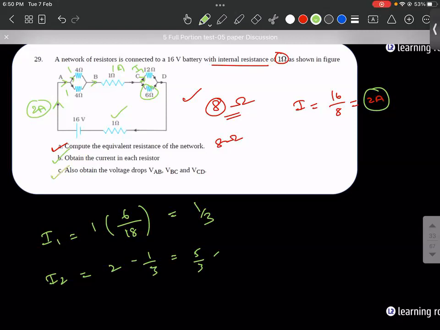So obtain the voltage drop across AB, BC, and CD. Voltage drop across AB, what will you write? Here the equivalent resistance is 2. 2 multiplied with 2 is 4 volt. Voltage drop across BC is 2 multiplied with 1, which is 2 volt. Voltage drop across CD will be 4 multiplied with 2, which is 8 volt. So 4 plus 2 is 6, 6 plus 8 is 14. Here there will be a voltage drop of 2 volt, so 14 plus 2 will give you 16.